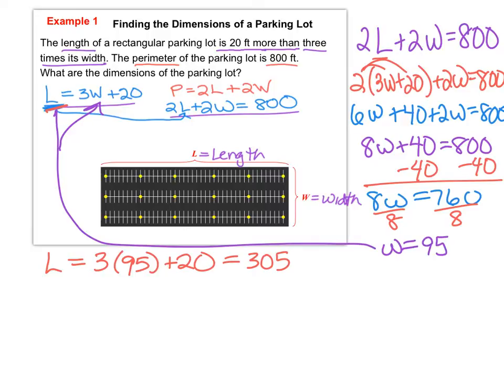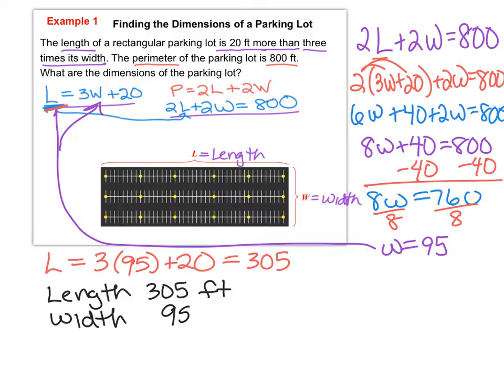So what we have here is make sure we answer our problem using words. We could say that the length is equal to 305 feet and the width is equal to 95 feet. So those are the dimensions of the parking lot. We're asked to find the dimensions. And our last step is to make sure our answer checks in both of the original equations.